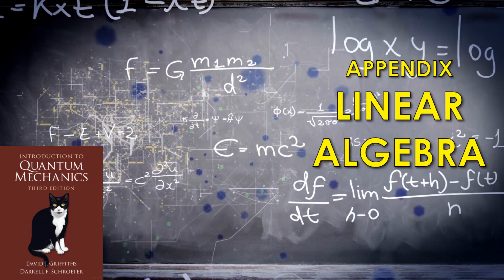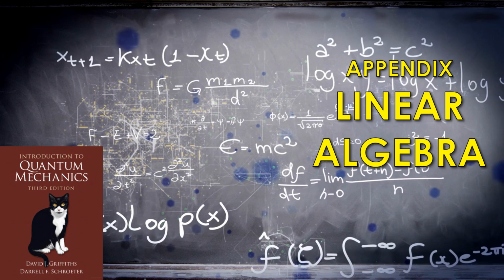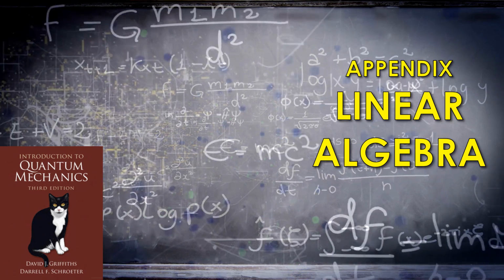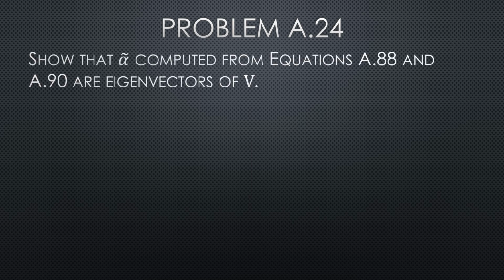Linear combinations and transform bases, the hidden beauty in simultaneously diagonalized degenerate matrices. In problem A24, we want to show that alpha tilde, the transpose of some new vector computed from equations A88 and A90, are eigenvectors of V.